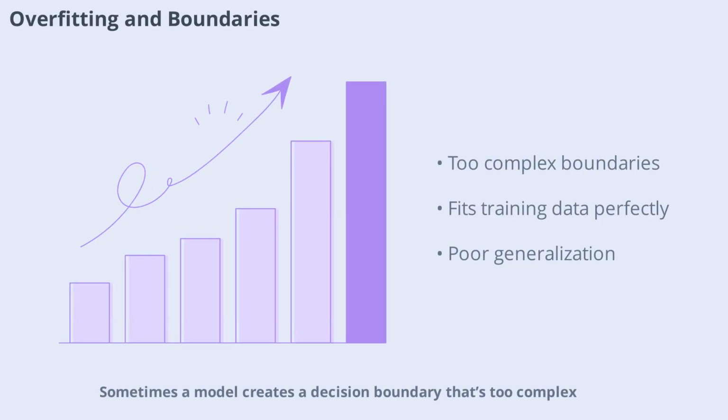Sometimes, a model creates a decision boundary that's too complex, fitting every tiny detail in the training data. This is called overfitting. While the model performs well on the training set, it may struggle with new, unseen data. Overfitting often results in wiggly, irregular boundaries that don't generalize well.